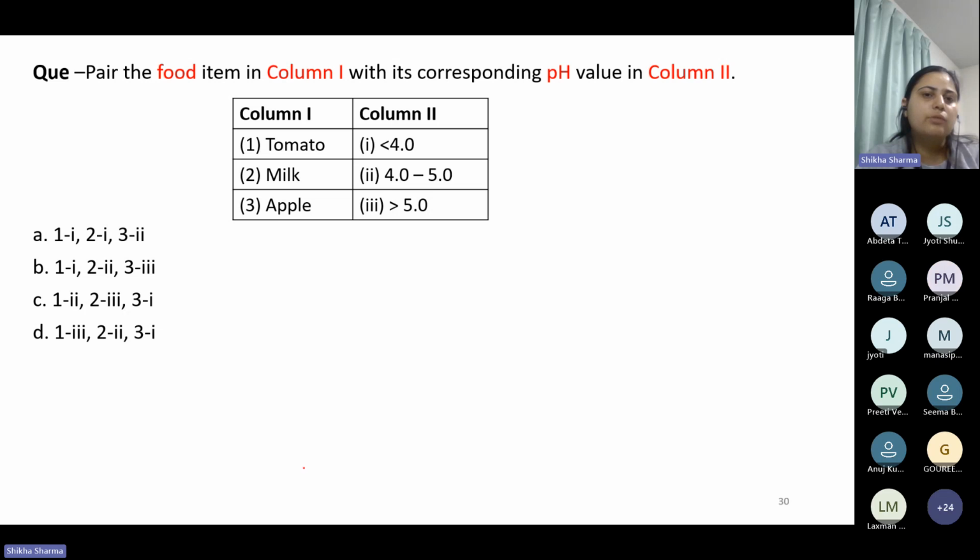Okay, so let's see this question. Column 1 is having different food products like tomato, milk, apple, and column 2 is having the pH. We need to tell which product lies in which pH range.